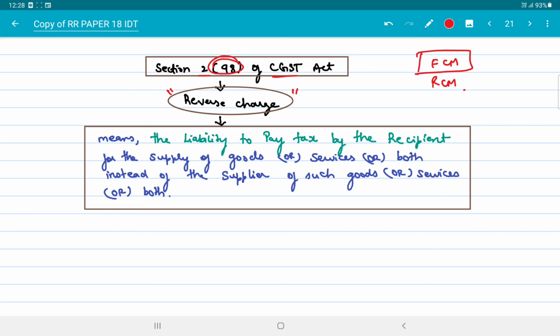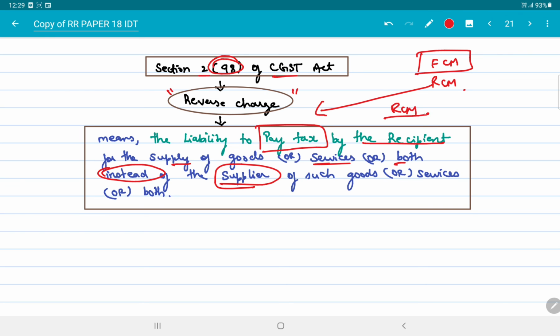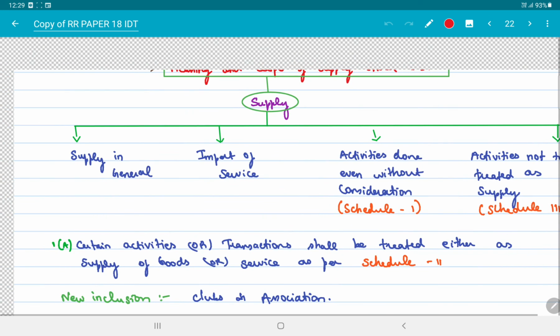Okay, the reverse charge means the liability to pay tax by the recipient for the supply of goods or services or both instead of the supplier. Which in short is called RCM, reverse charge mechanism. We will cover all this in detail, no need to worry.